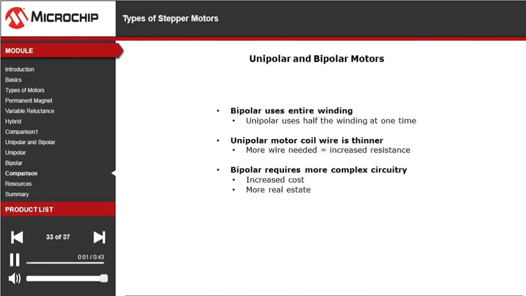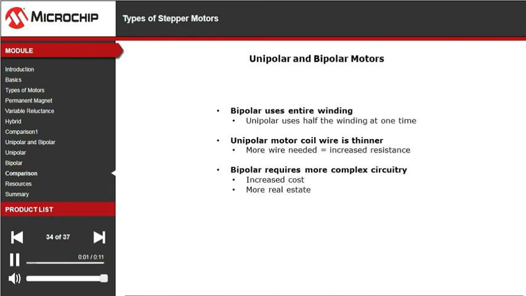Comparing both winding configurations, unipolar motors can only allow current flow in half the winding, while bipolar offers bidirectional current flow. Since torque is related to winding current, bipolar motors will generate greater torque than unipolar motors. Furthermore, due to the fact that unipolar windings are thinner than bipolar motor windings, more wire is used, increasing the winding's resistance. This could cause increased power loss, potentially raising the temperature considerably. However, using a bipolar motor will require more complex circuitry, potentially increasing design cost, and use more board real estate.